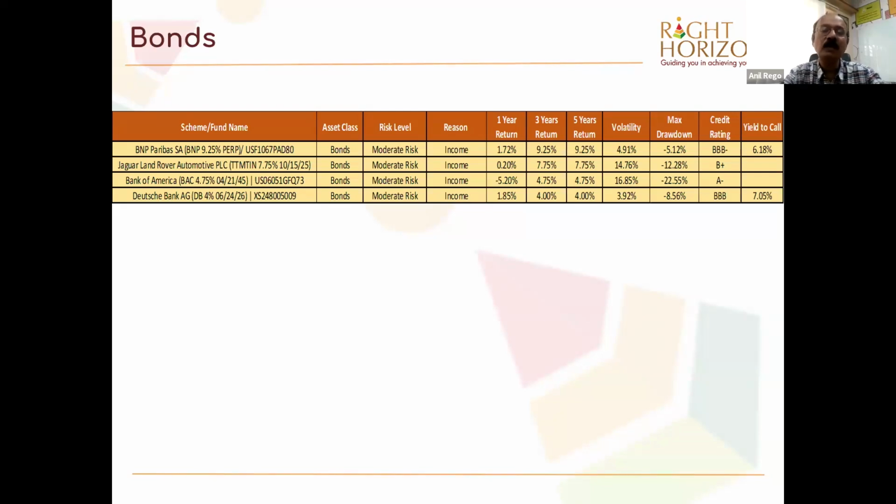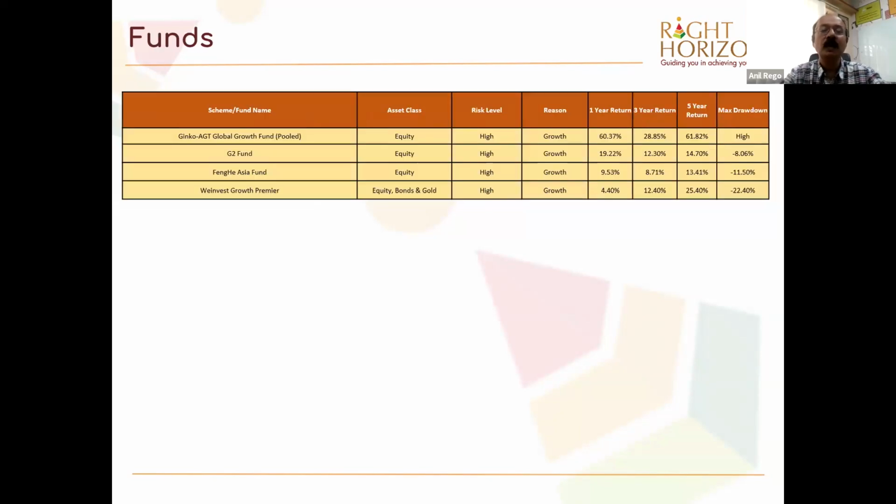So for example, if I invest in a bond when interest rates were at 5%, and interest rates then go up to 7%, you may find that I will have to sell my bond at a discount to give the other person 7% for the rest of the tenure. So that is something we keep in mind.